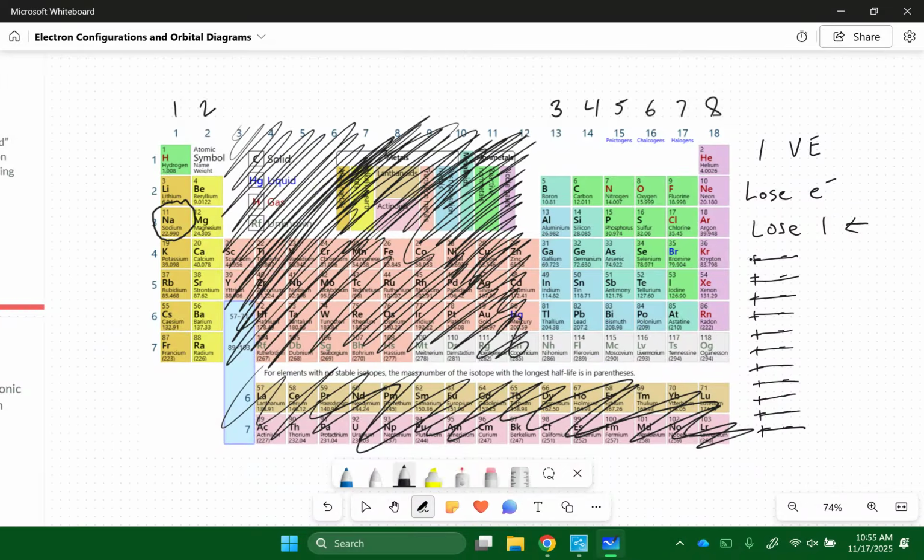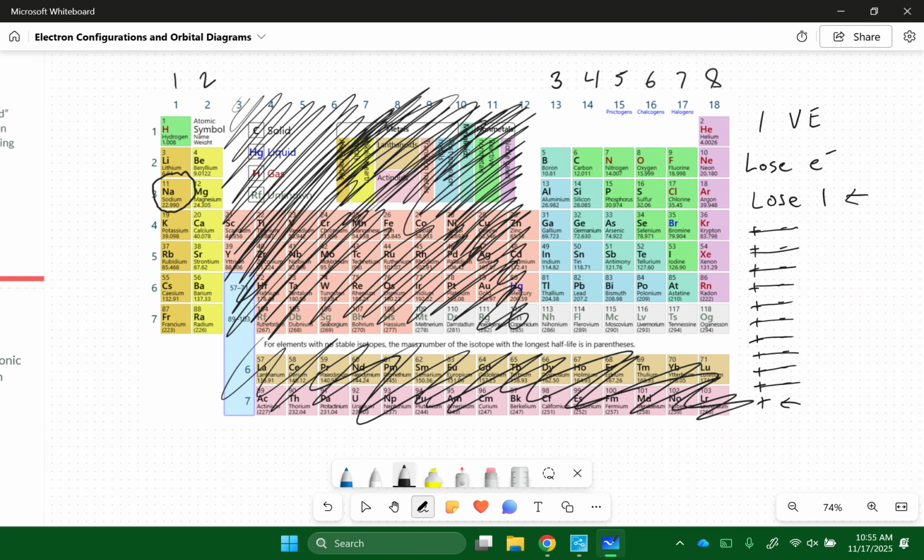Meaning, for every positive charge, there's a minus charge to cancel it out, and it has a 0 charge overall. But if sodium loses an electron, now we've got a positively charged proton that is not accounted for. It's not canceled out. So this means that sodium will have a positive charge overall, and we write it like so, okay? So sodium would have a positive charge.